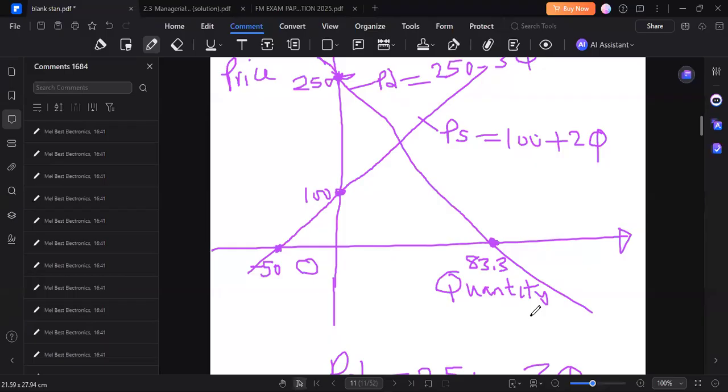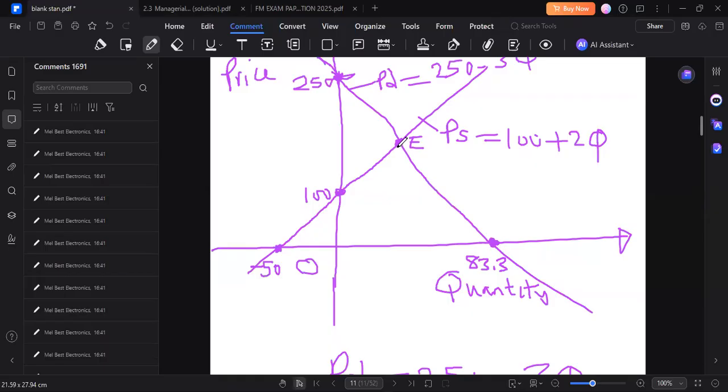Continue this way. All right, so this is what we are simply saying. This is our point of equilibrium. Today I want you to graph.